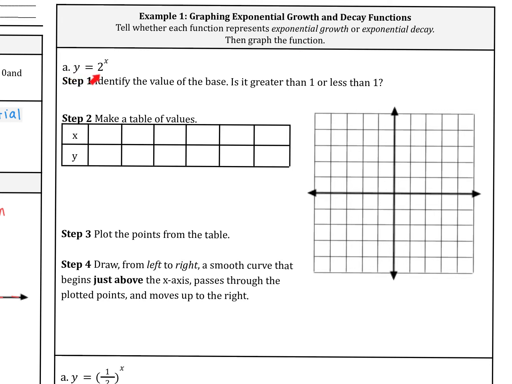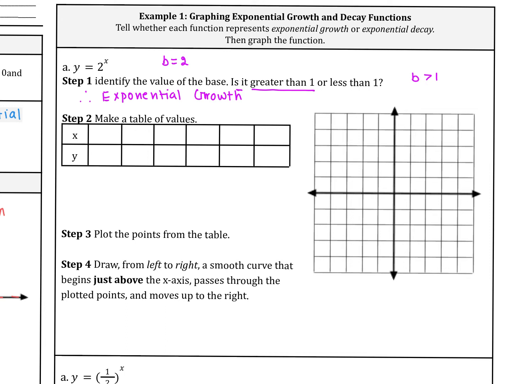So let's see again. Step number 1, identify the value of the base and see if it is greater than 1 or less than 1. What is the base here? So base is b, that is b equals 2, and it is greater than 1. So we will call it, therefore, an exponential growth function. So b is greater than 1.